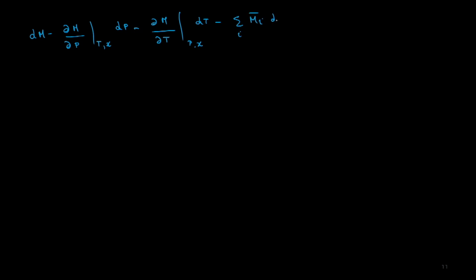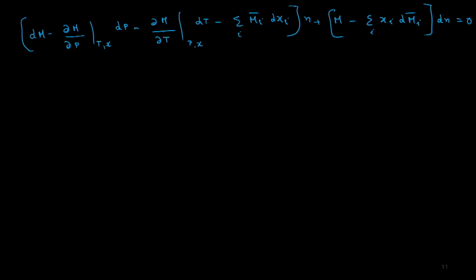If you do that, what we will end up with is dm minus the derivative of m with respect to p at t and x dp, minus the derivative of m with respect to t at p and x dt, minus sigma over i of mi bar dxi multiplied with n, plus m minus sigma over i of xi mi bar multiplied with dni, or dn, equals 0. So we rearranged the terms and made those substitutions to get this equation.